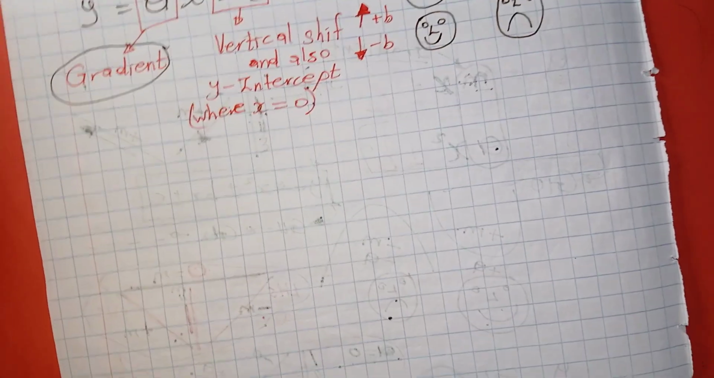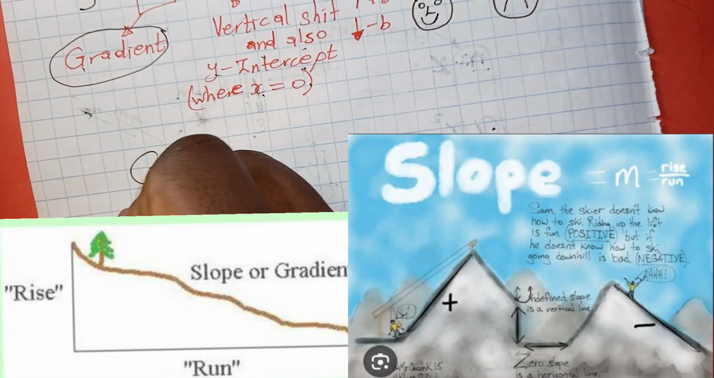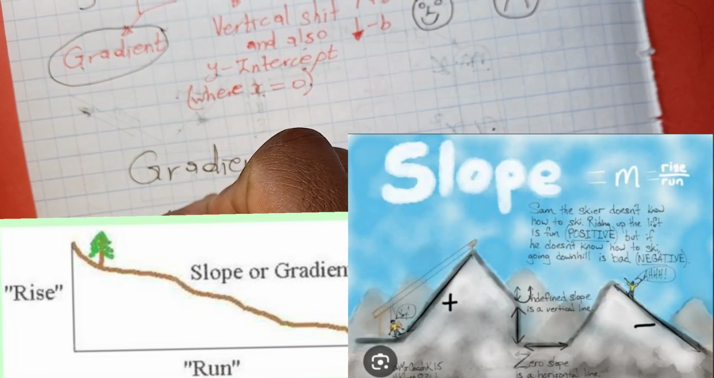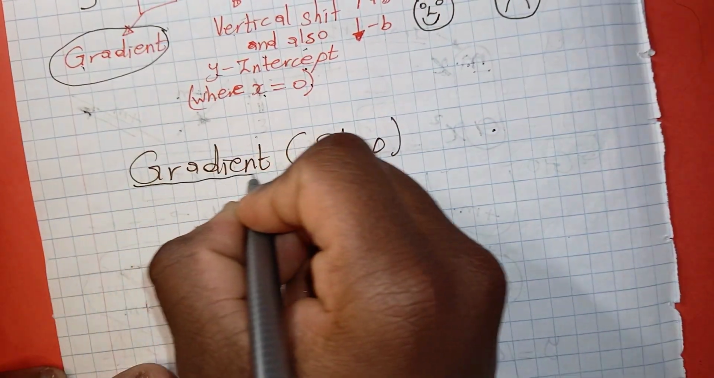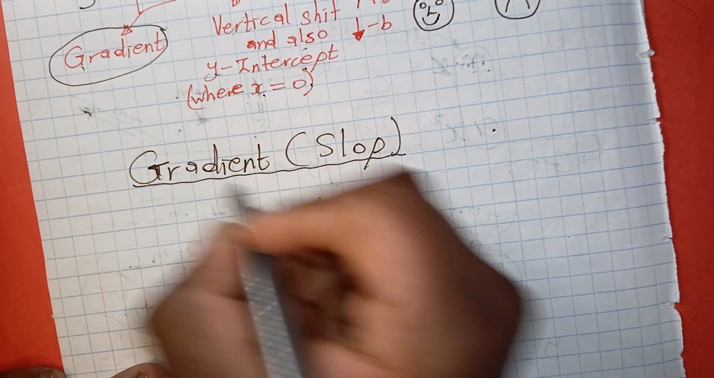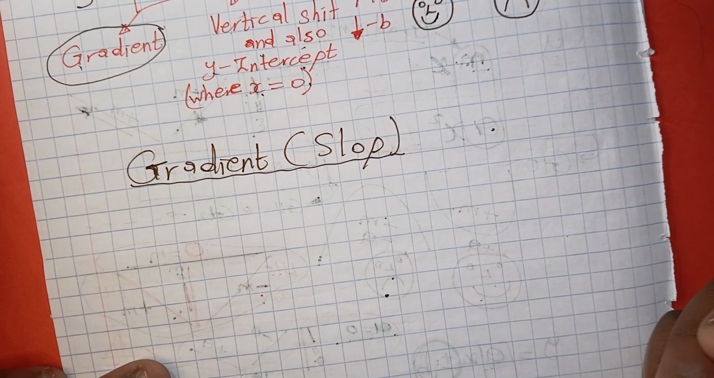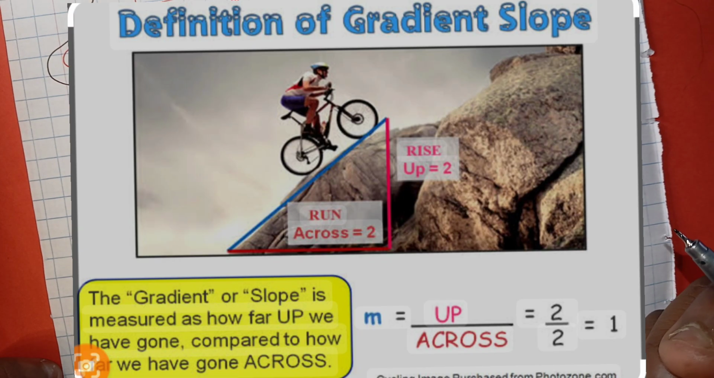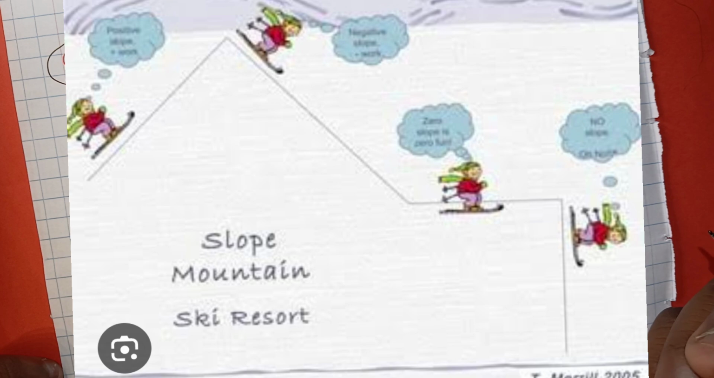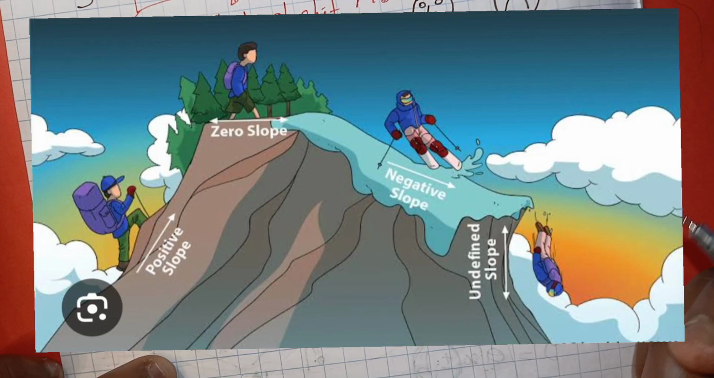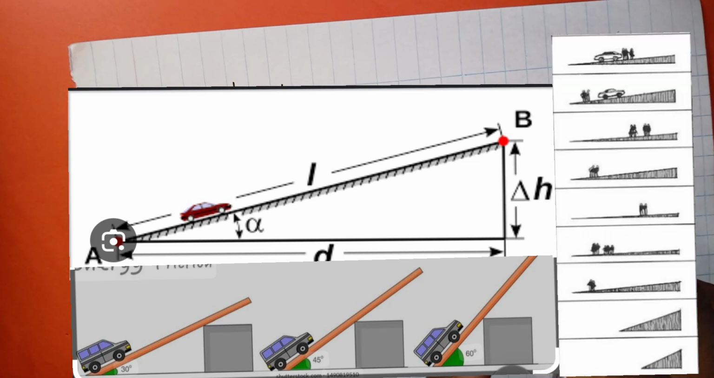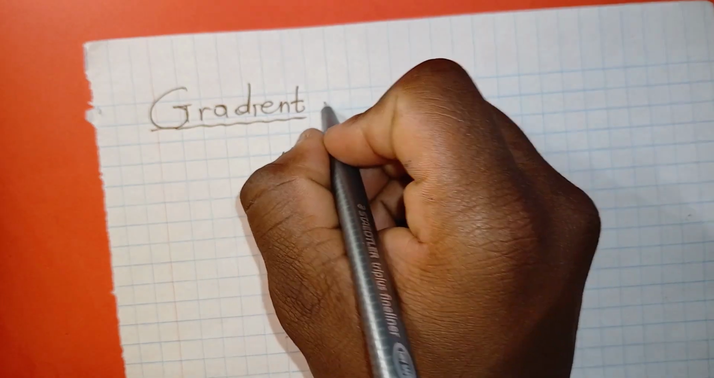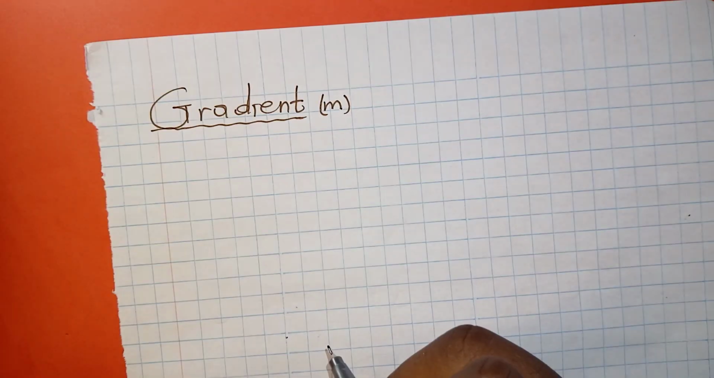So a gradient is actually a slope. This thing is what we call a slope. Do you see? Like a slope, you can imagine a hill or mountain or steps, like let's say here. So a gradient, guys, we usually use m to represent the gradient.